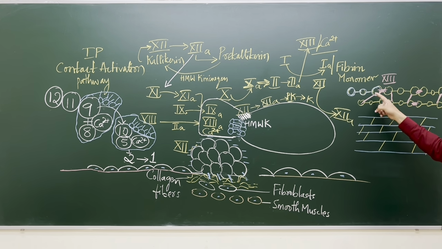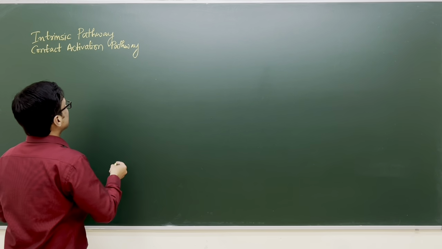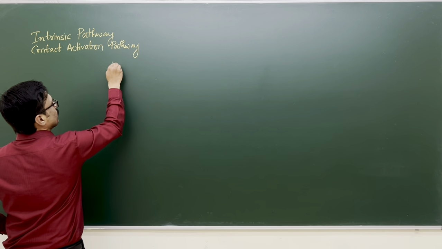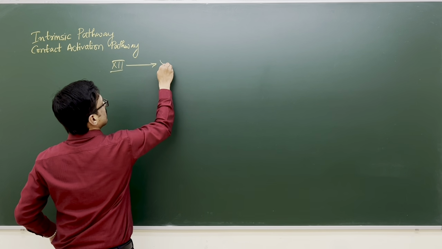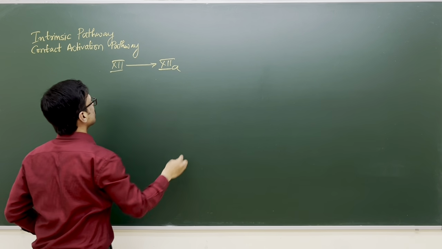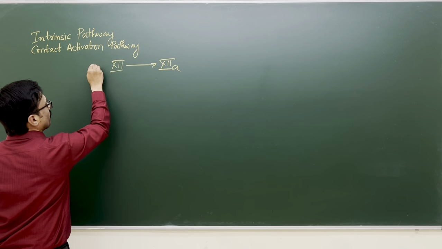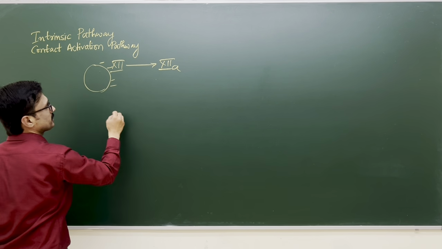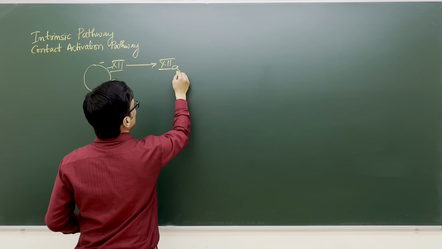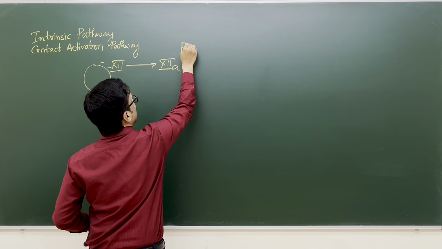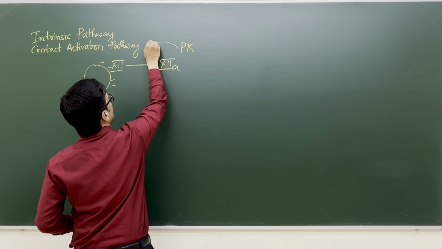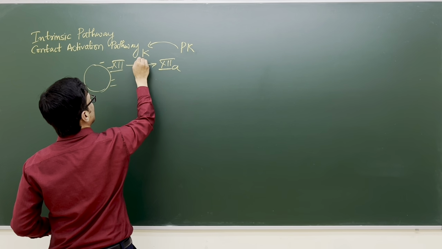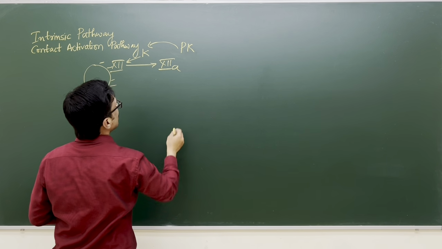So this is how between the threads also cross linked, and also between the fibrin monomers the covalent bonds are formed. So to summarize the intrinsic pathway or contact activation pathway, the factor 12 gets activated. This factor 12 activation is because of the contact of factor 12 with the negatively charged surface of activated platelets. Once factor 12 is activated, this will convert the pre-kallikrein to kallikrein, and this kallikrein will further activate more and more factor 12.